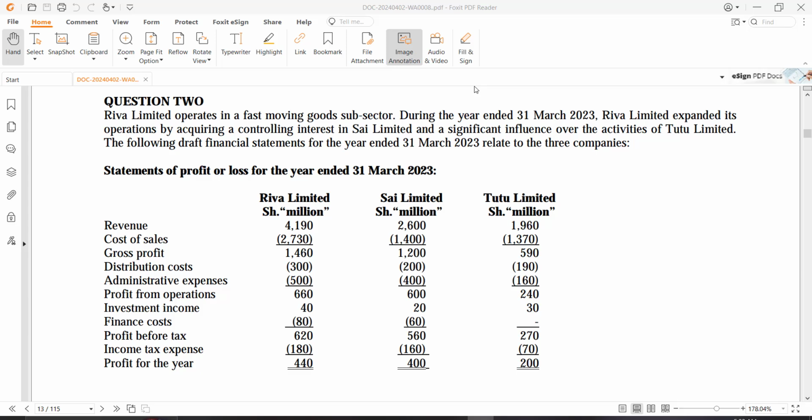So just from that first paragraph there, we can tell that River Limited is the holding company and SAI Limited will be our subsidiary, whereas Tutu Limited will be our associate. Because a controlling interest will indicate you own more than 50%, whereas significant influence indicates that you own less than 50% but more than 20%. That makes it a subsidiary.